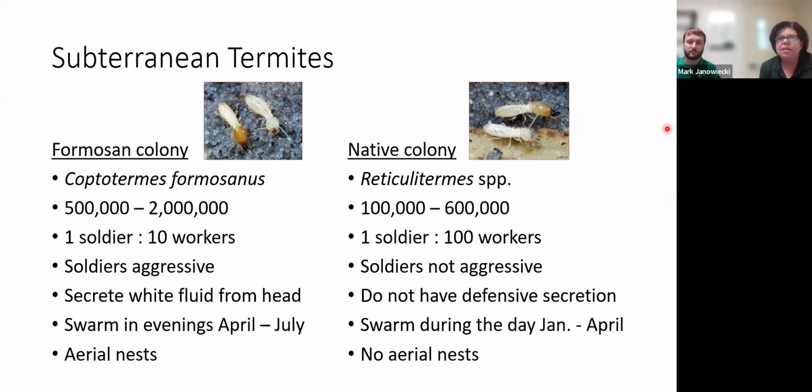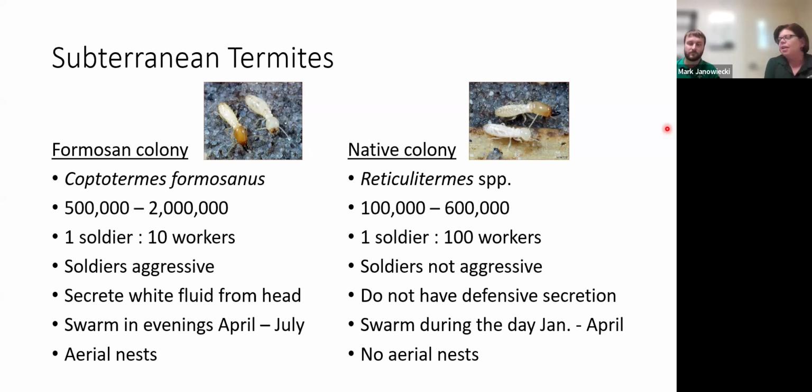So when we talk about subterranean termites, we have to recognize that there are some vast differences between our native Reticulotermes colonies and Formosan subterranean termites. Native termites do not have as big of colonies as you will find in Formosan subterranean termites. So there will be more individual termites within a Formosan colony than there will be in a native colony. The soldiers are also much more aggressive, and there's more of them in the colony. So the soldier proportion is much higher in a Formosan subterranean termite colony than in our native colonies.